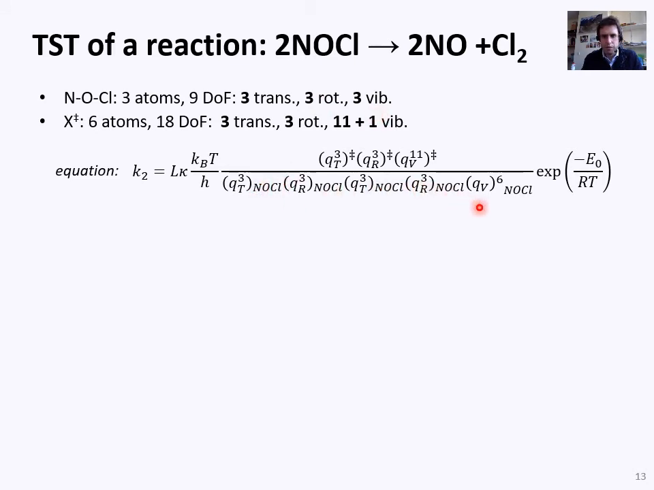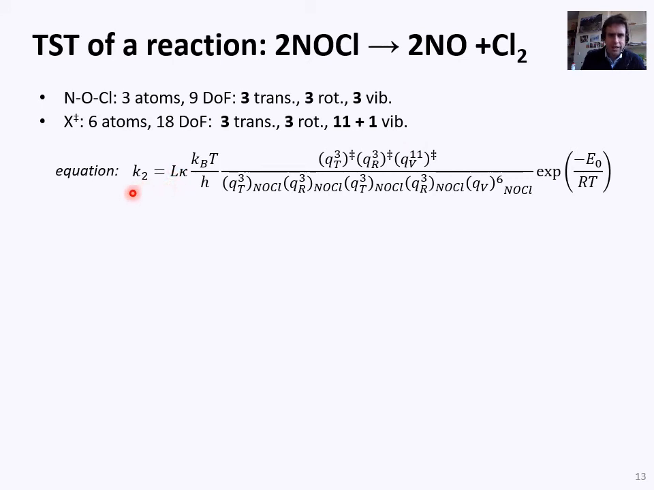The way I've written it, I've compressed it and put 6 of the vibrations all in here, but it would probably be better to write it out as QV3 here and then QV3 here. But for the transition state, we've now got 6 atoms because those two things have come together, and therefore 18 degrees of freedom. And that is going to end up being 3, 3, and 11 plus 1. I've explicitly said 11 plus 1 this time. Essentially we've got 11 vibrations plus the 1 that leads us to the products. So in the Eyring equation, we just have that 11. Okay, so that's where it is there.